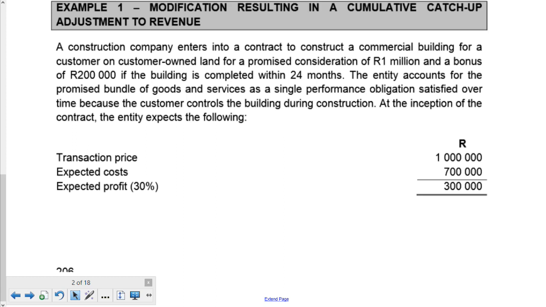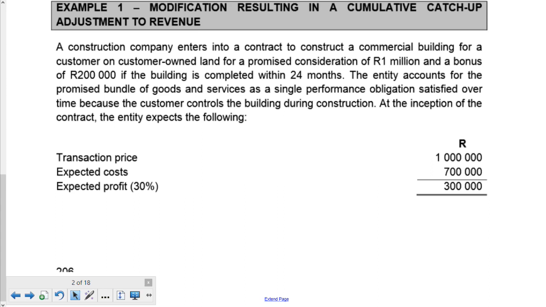So we've identified a contract. The seller is constructing a building for the buyer. We've identified a price. The price is R1 million, and there's a bonus of 200,000 rand, which we may or may not get. Do you agree? So that one is conditional. It's conditional on the building being completed.